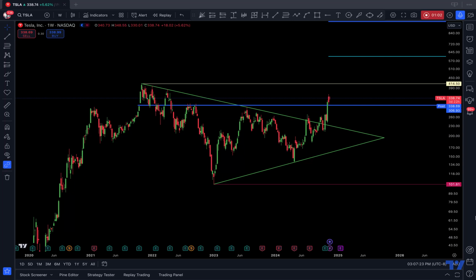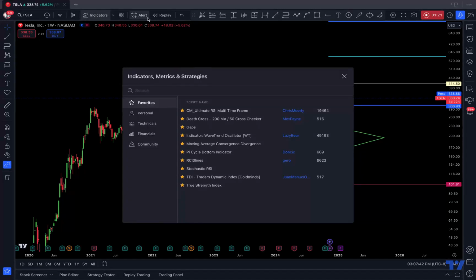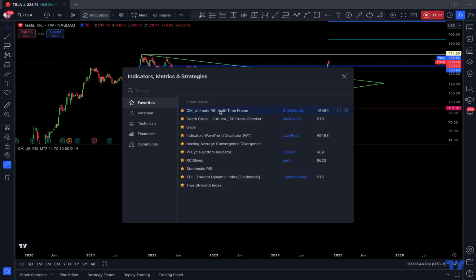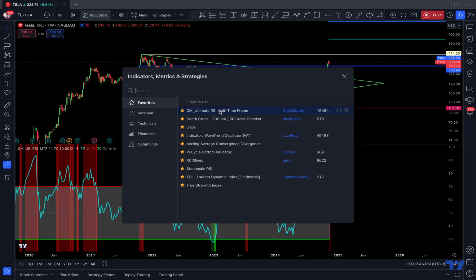We got 10 indicators. I've used all of them. I'm going to show you guys examples of how I personally use these indicators, and I'll potentially show you guys how to read these indicators as well. So get your popcorn, get strapped in, get whatever you need, get your beers, get your drink, and let's get into it. Starting off with number one, we have the CM Ultimate RSI multi-time frame indicator.